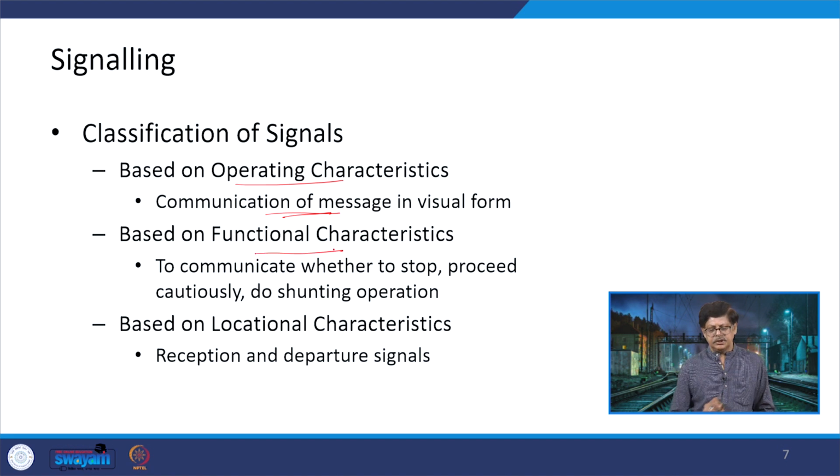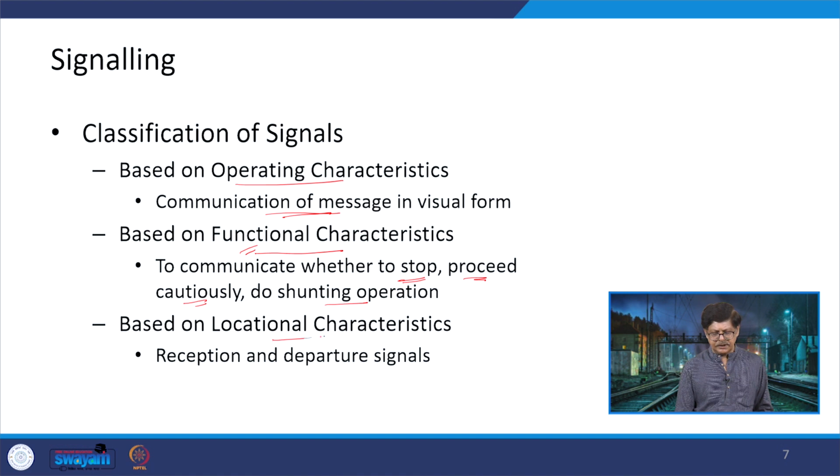In the case of the functional characteristics, it means what type of message we want to give or communicate to the loco pilot. Say we want to tell that you have to stop the train or you have to proceed, but with caution, or now the shunting operation is to be started. So, any issue or any type of system or any type of operational condition which is going to be there on the track, that is to be communicated and that is related with some function. That is why the classification is functional classification.